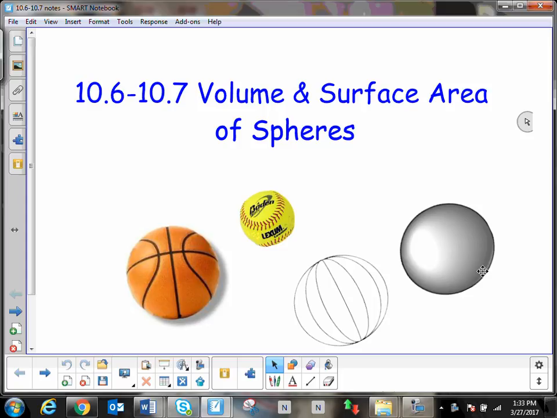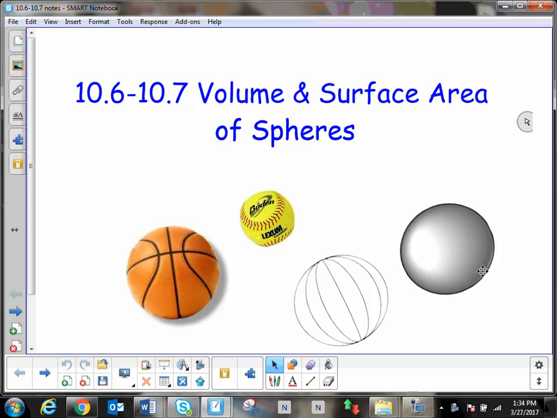So y'all already did surface area of all the other figures, but y'all didn't do it for spheres. I don't know why the book does it, but they tied it in with volume. The sphere, remember, is any ball. Any 3D figure, round. So we're going to go over that.